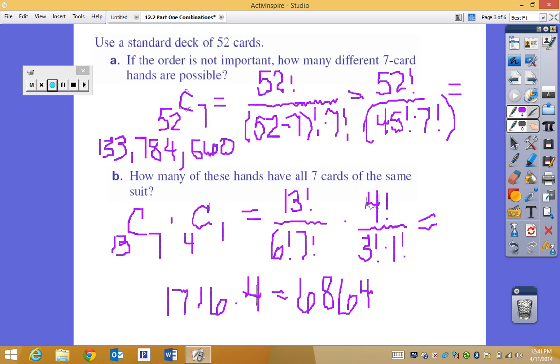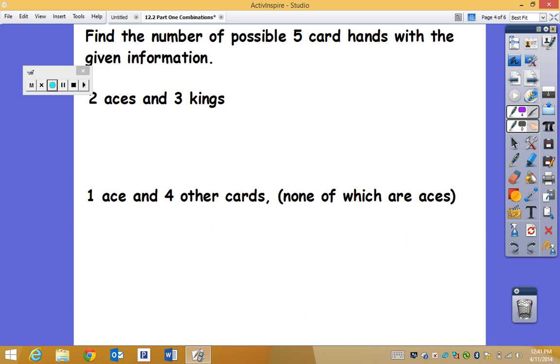Let's take a look at the next example. Find the number of possible 5 card hands with the given information: 2 aces and 3 kings. So when I have 2 aces and 3 kings, I'm going to have 2 aces. Well, there are 4 aces in the deck. So my combination would be that I have 4 aces and I'm selecting 2 of them.